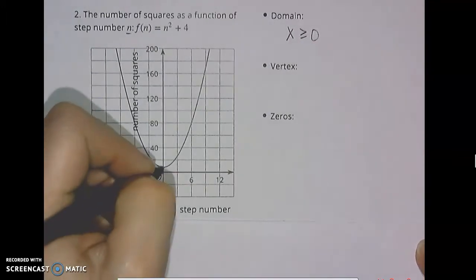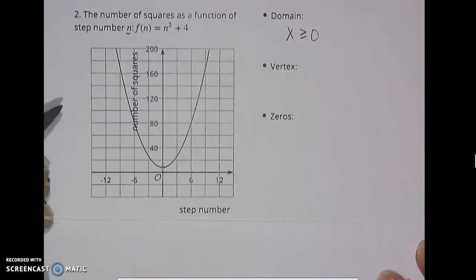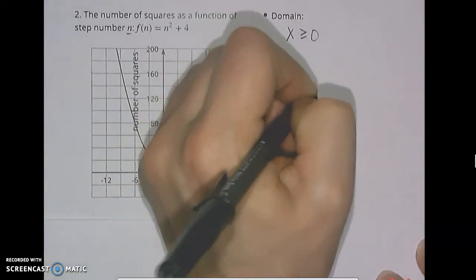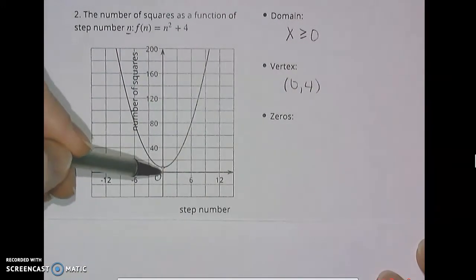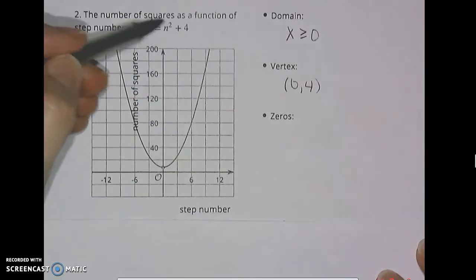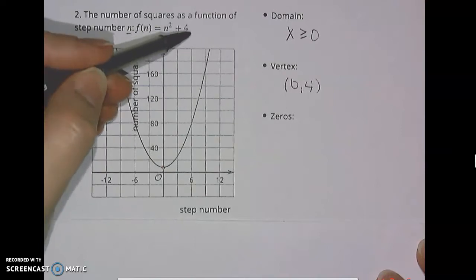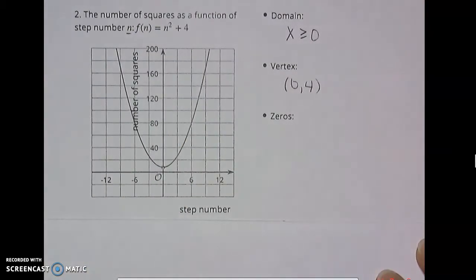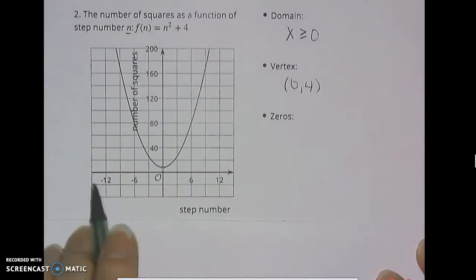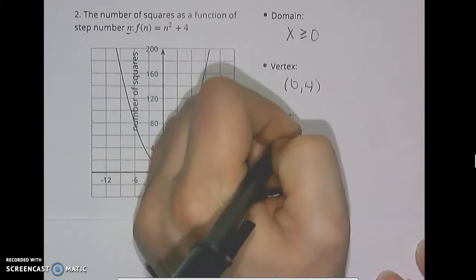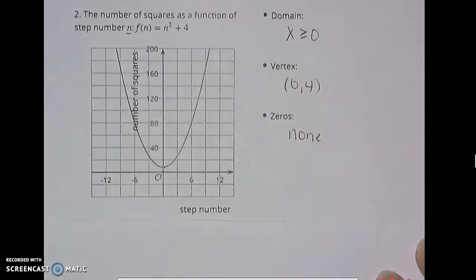The vertex is this point here. So that would be the point (0, 4). I can see that. I don't necessarily know that that's (0, 4) there, but if I plug 0 into this equation up here, 0 squared is 0, 0 plus 4 is 4. So that's going to give us our vertex. Now for zeros, it doesn't cross anywhere here, so we're going to say none. If it doesn't cross the x-axis, then it does not have any zeros.